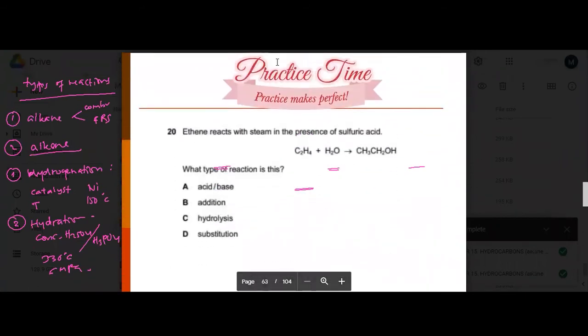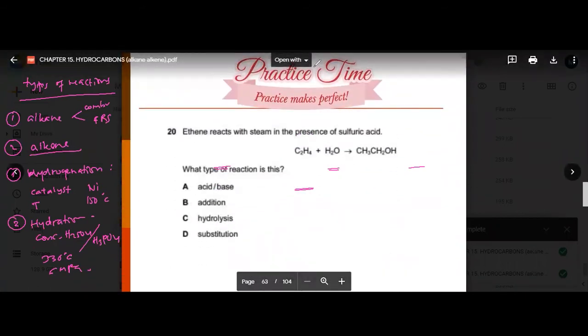Now let's answer this question. The answer is addition. Since this is an alkene adding H2O to form ethanol, this is an addition reaction. You know that this is an electrophilic addition.